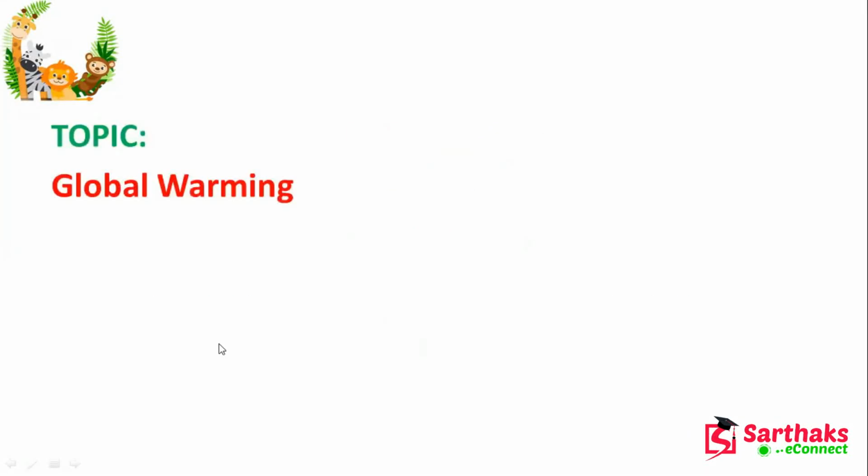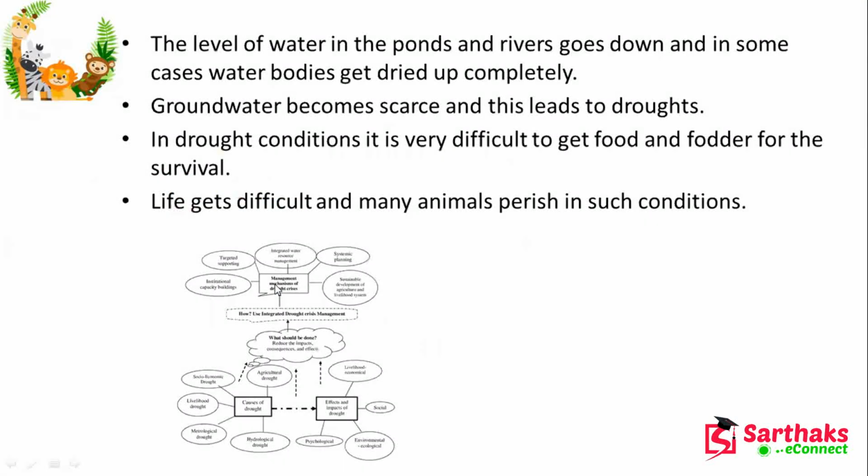Today we'll study global warming. So before going to global warming, first we are going to study the causes of droughts. Now, global warming: the main thing is that the temperature of the weather increases, right? That's why we are saying the whole earth is warm now.